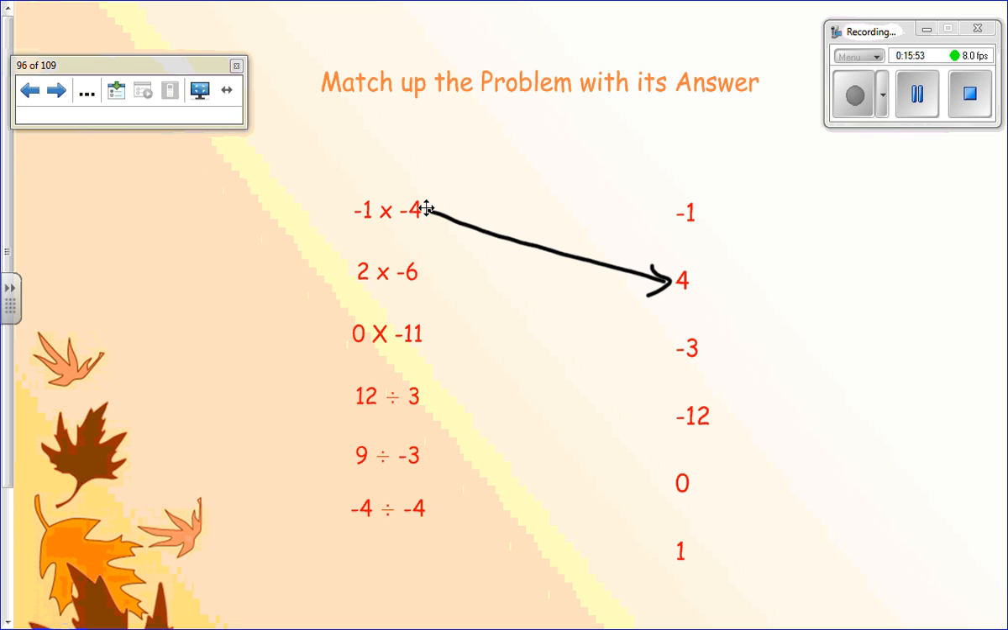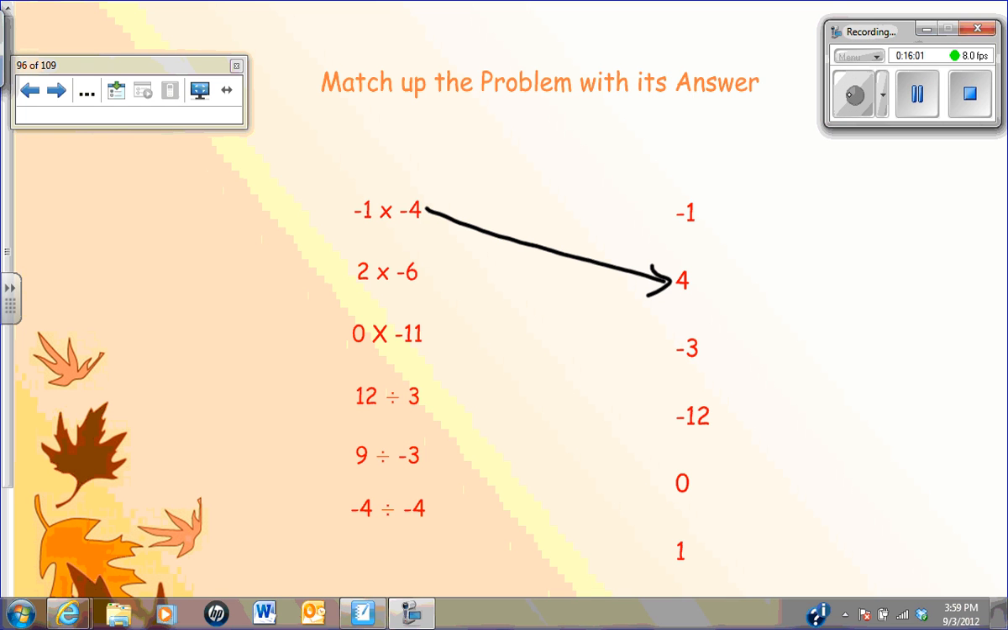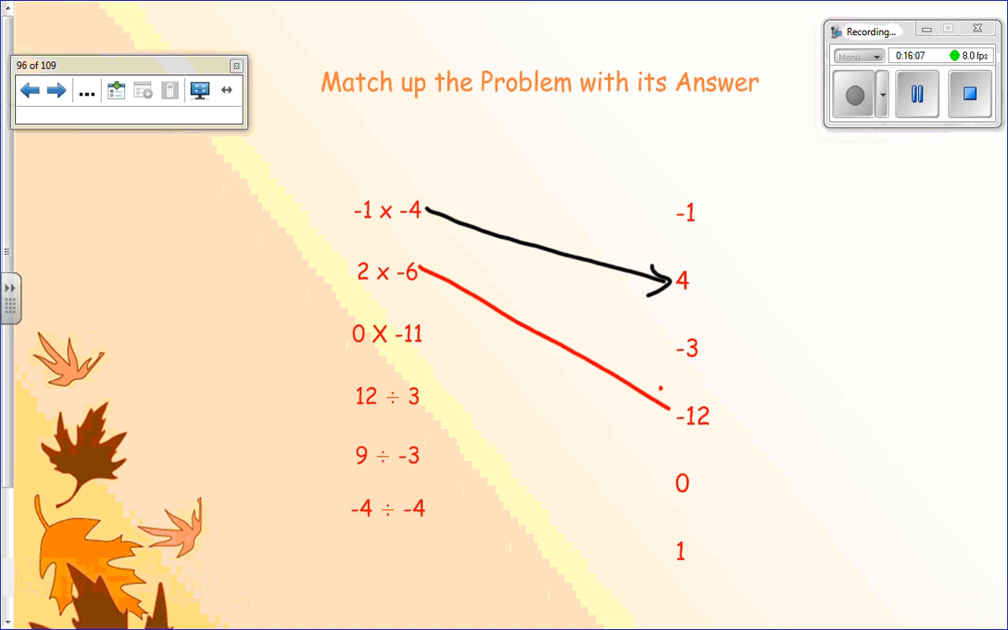All right, then I think I'm going to let you do the rest of them. And from there, check your answer. So go ahead and pause me now. All right, so let's check those answers. 2 times 6 is 12. 1's positive, 1 is negative, so we get a negative 12. 0 times negative 11, well, anything times 0 is 0. 12 divided by 3, well, that would be 4. So that goes up there.